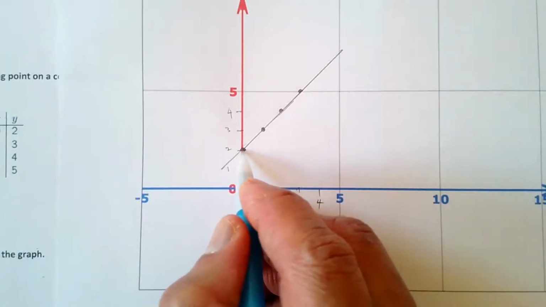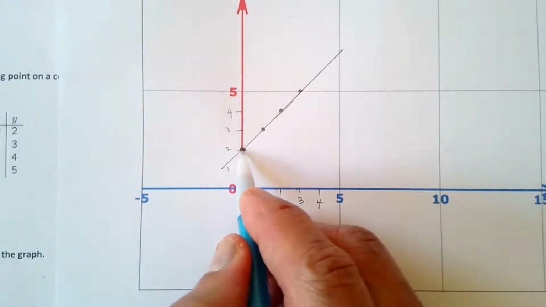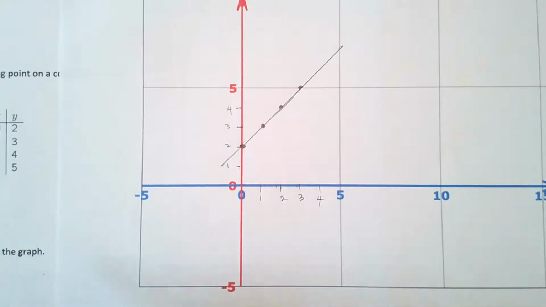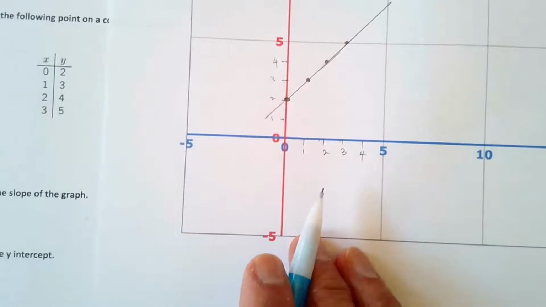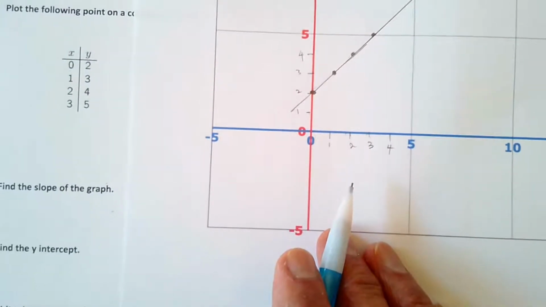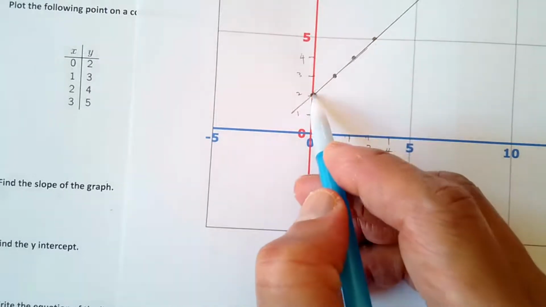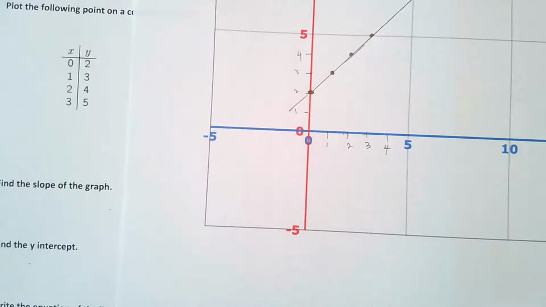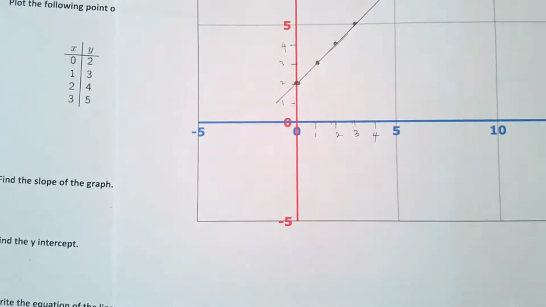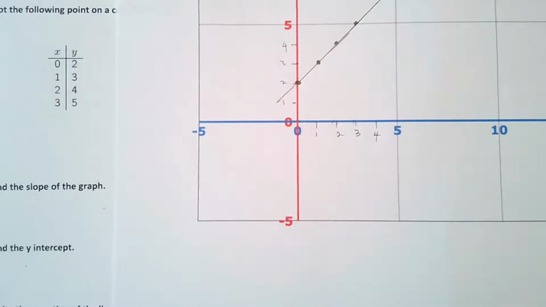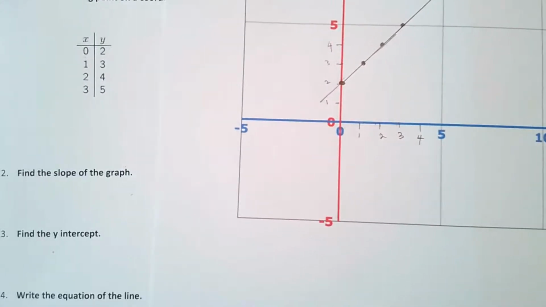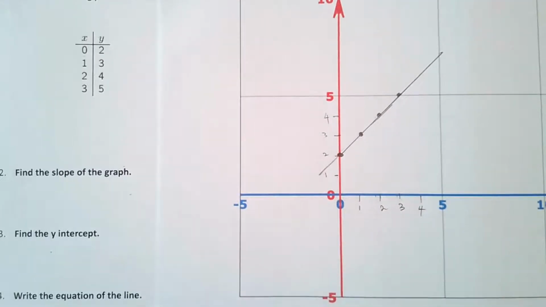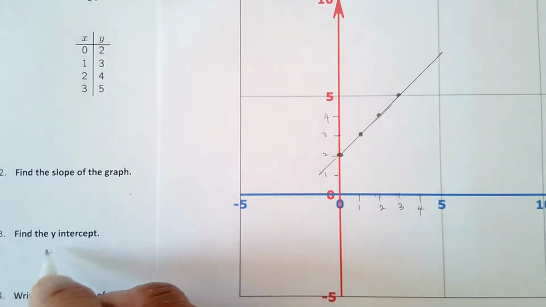The y-intercept here, right away we know it's 2. So y-intercept, we can write that down here. y is equal to 2. Make sure that this is straight here. My y-intercept is 2.